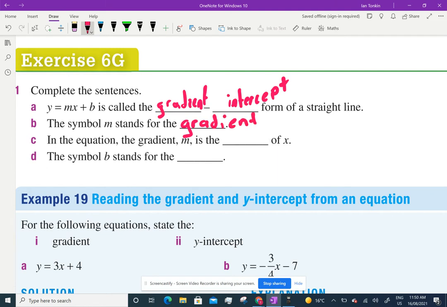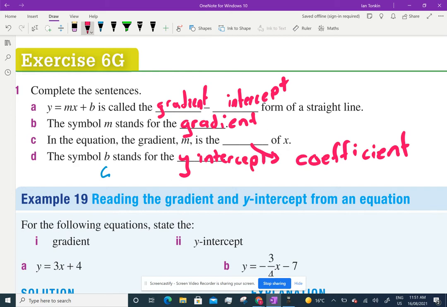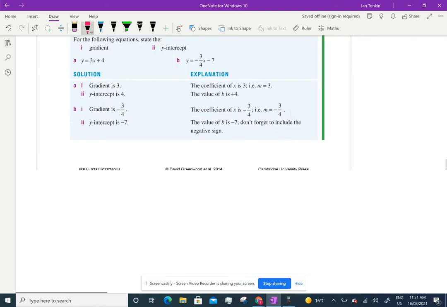In the equation, the gradient m is now, I'm not going to fit this in there, so I'm going to draw an arrow, the coefficient. Remember, that's a word we give to the number in front of a pronumeral. And the symbol b, but be aware we're going to be using c from now on, stands for the y-intercept, because remember there is an x-intercept. All right, there's question 1. Now you could write that as your notes, or you can just have what we wrote up above.